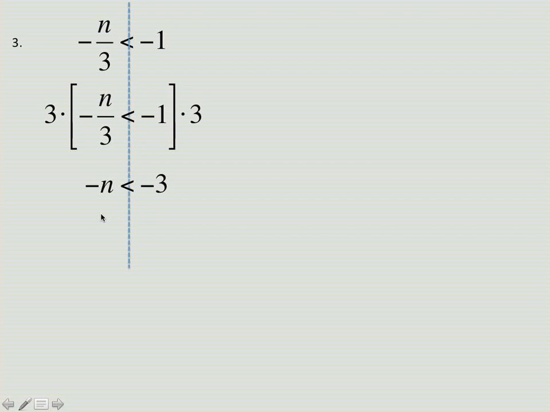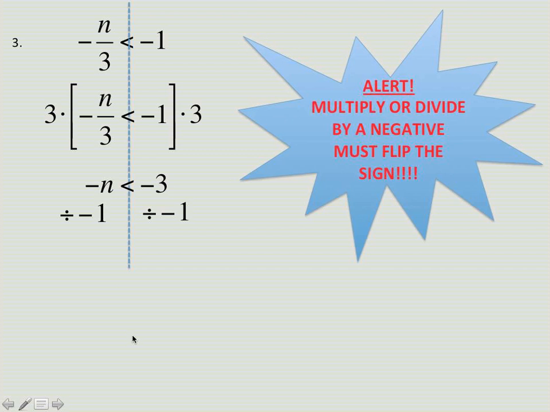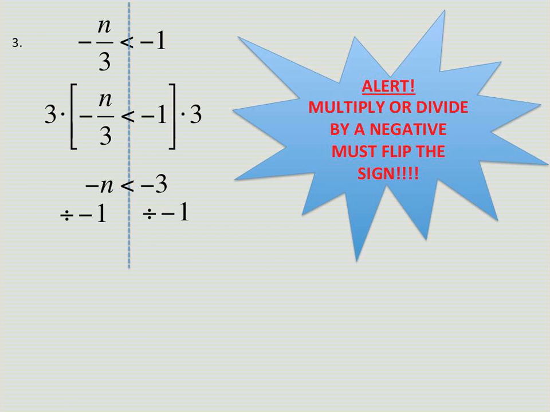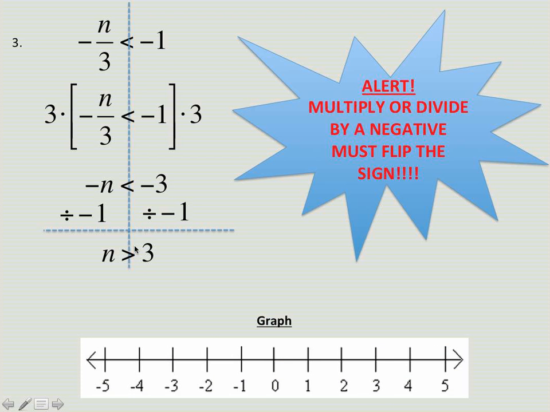Okay, I don't have n all by itself. I have negative 1n. So I have to divide by negative 1. As soon as I divide by a negative, the alarm goes off in my head. It says, remember to flip the sign. So now I have n is greater than positive 3. Negative 3 divided by negative 1 is positive 3. n greater than 3. The graph, well, open circle, no equal sign, and I want numbers bigger than 3. So numbers that are bigger than 3, 4, 5, 10, numbers to the right.